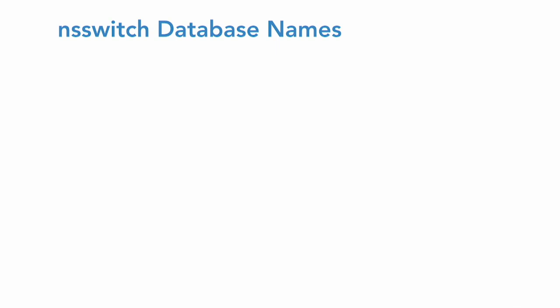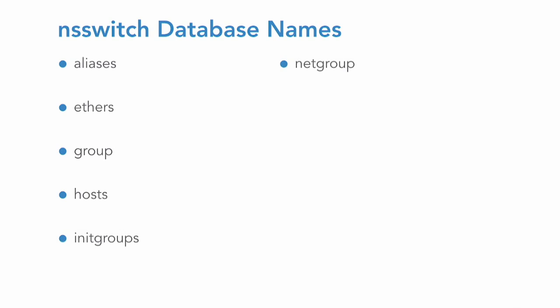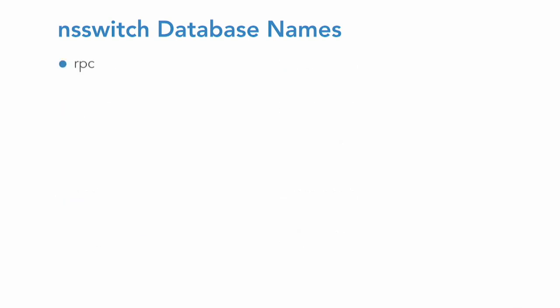The following databases are understood: aliases for mail aliases, ethers for Ethernet numbers, group for groups of users, hosts for host names and numbers, initgroups for supplementary group lists, netgroup for network groups, networks for network names and numbers, passwd for passwords, protocols for network protocols, publickey for secret keys used by NFS and NIS+, rpc for remote procedure call numbers, services for network services, and lastly, shadow for shadow passwords.